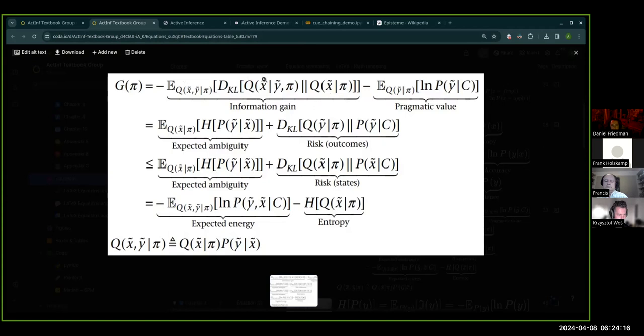So here's the narrow epistemic value concept. Just KL divergence, fancy E, big expectation of the KL divergence between Q, the variational approximation of hidden states through time, conditioned upon the action on both sides. Everything is conditioned upon the action, and the only difference is y tilde. So for that action, how much will those observations coming in update my beliefs about hidden states through time?